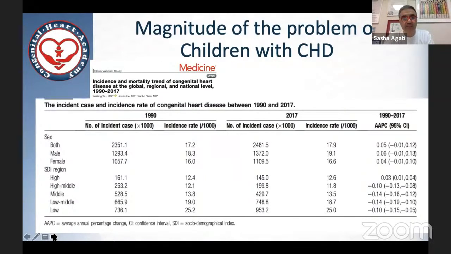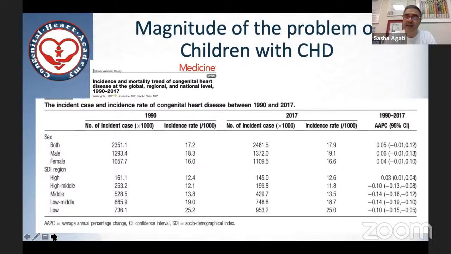This is a fantastic paper review. I want to draw your attention to the lower part of the graph, and you see the incidence rate between 1990 and 2017. It remains about 25 per 1,000 people born. So we don't really have a change in mortality and trend in congenital heart disease all around the world.